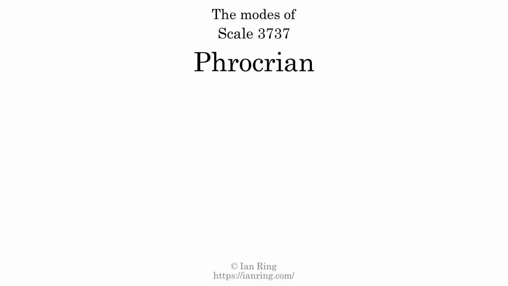This scale has 7 modes. The first mode is itself. The second mode is scale 979, also known as melodavallambari. It sounds like this.